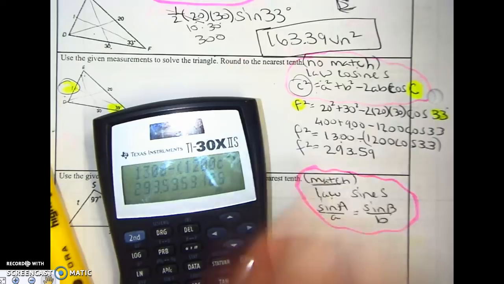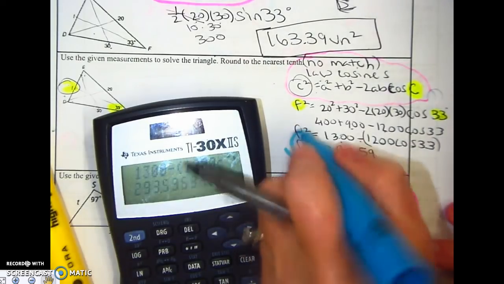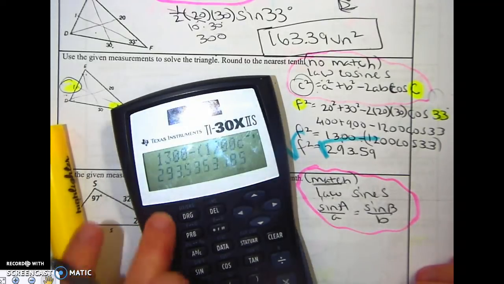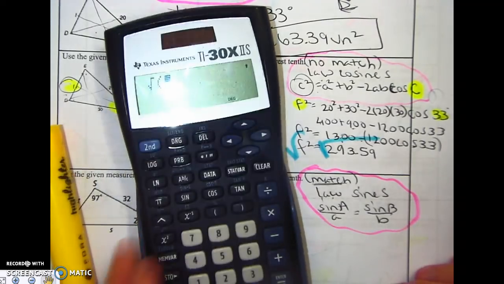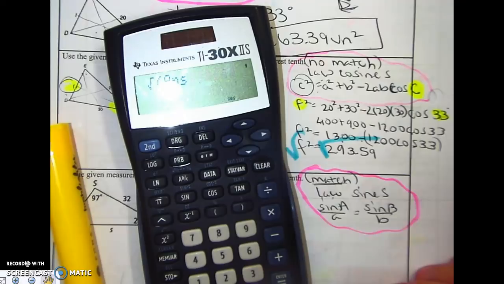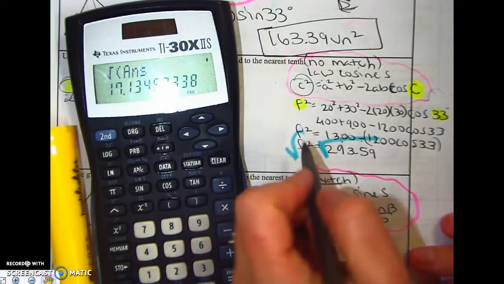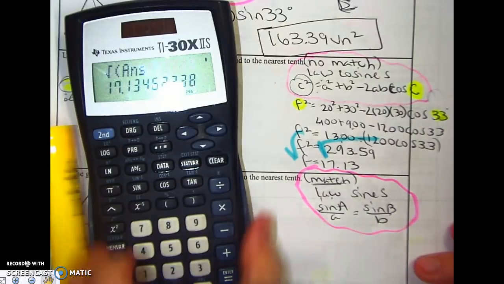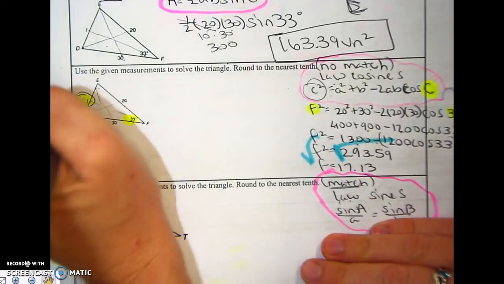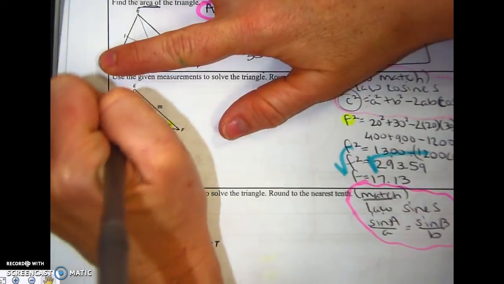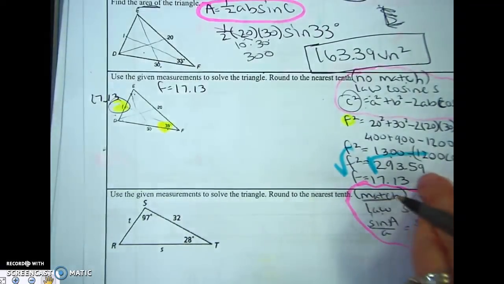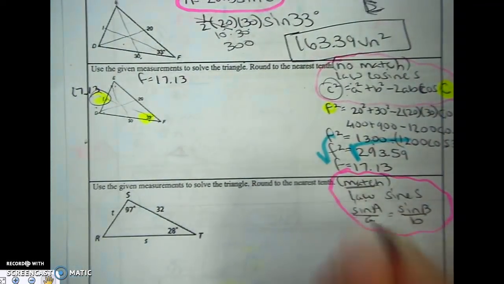But now what I have to do is take the square root. So I just keep that answer, and I'm going to go second squared of my answer. And I get 17.13. So now I found the value of this side. So F equals 17.13.